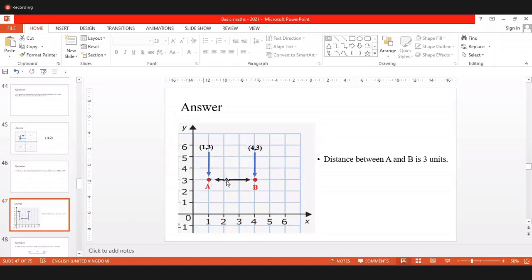These are 2 points. So if you want to have the distance, you have to subtract the smaller value from the larger value. What is the larger value? 4. Smaller value? 1. So you have to subtract 1 from 4. Yes or no? Then you will end up with 3. Understood or not? Abhishan? Understood, sir. Yes. Clear?